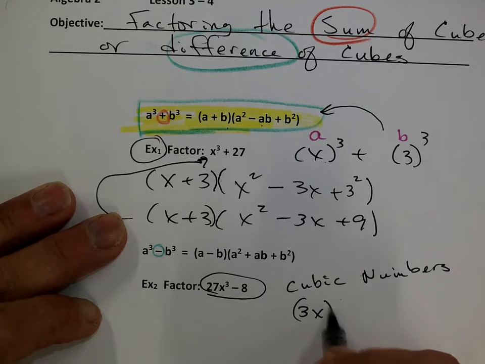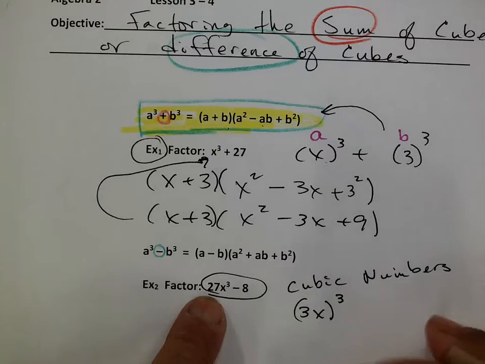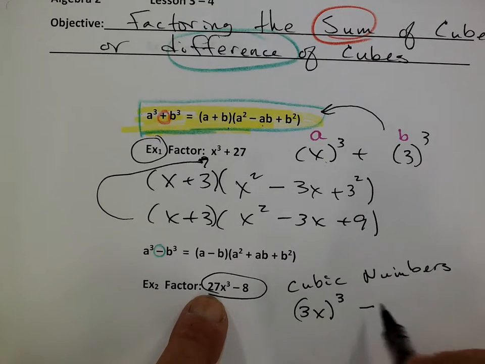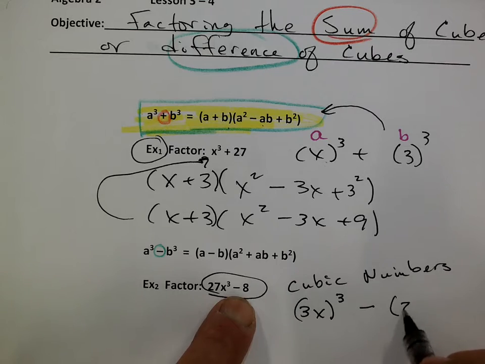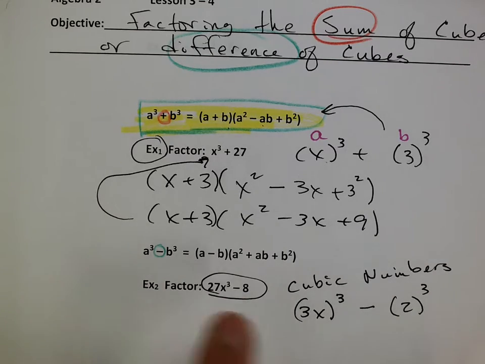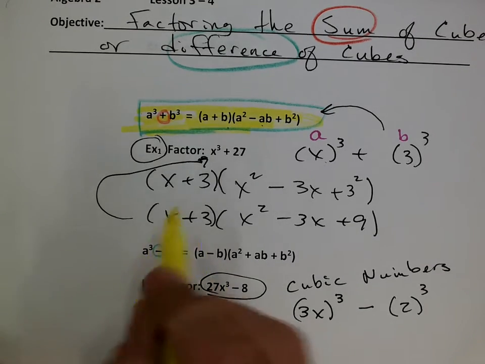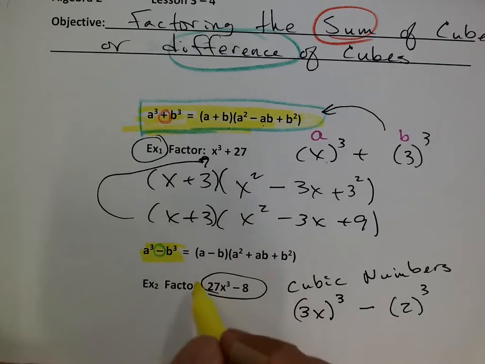3x cubed. 27 is 3 times 3 times 3, minus 2 cubed. I need cubic numbers. 8 is 2 times 2 times 2, or 2 cubed. So the first thing I've done is set it up into my formula. So I've got a cubed minus b cubed.